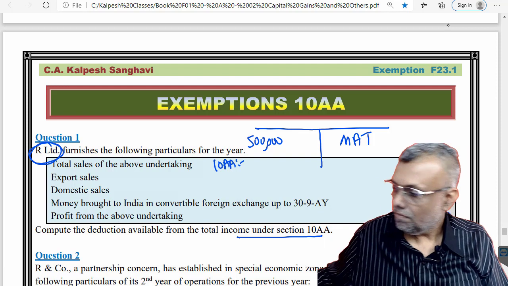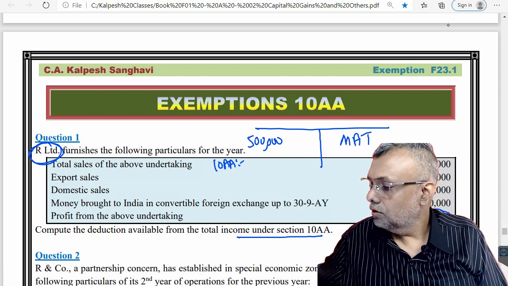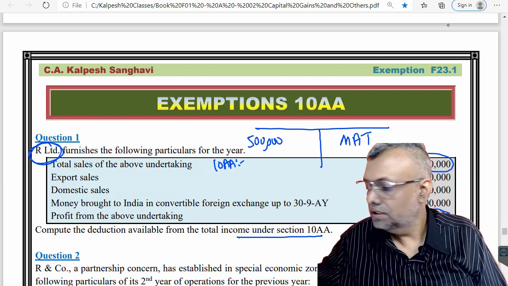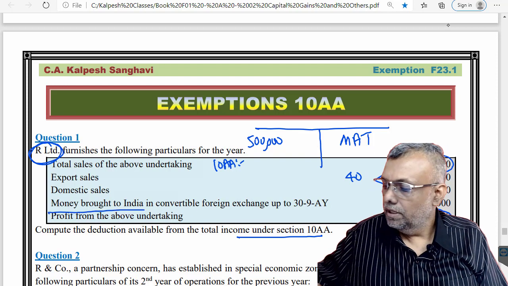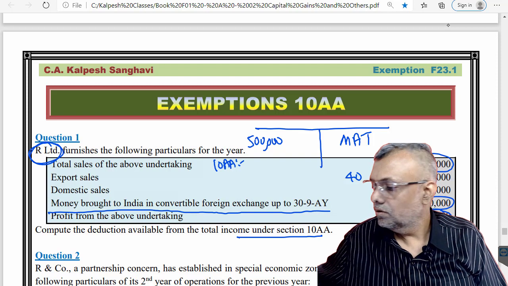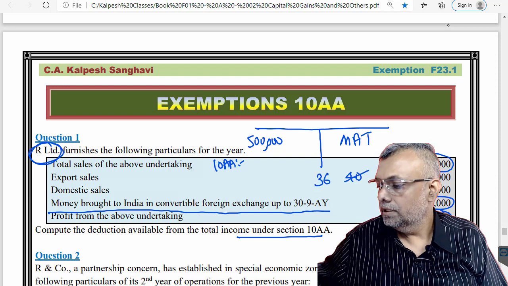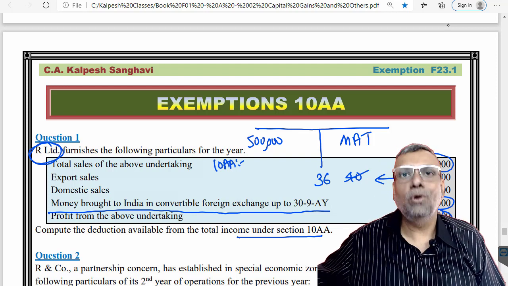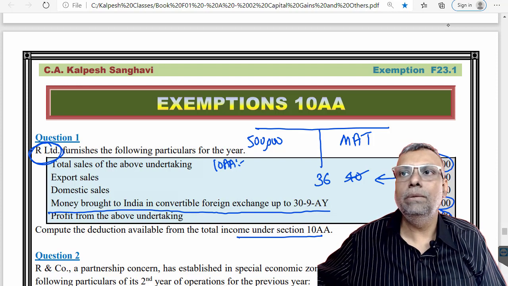Under 10AA, total sales is already given to me. I want export and domestic. This is my export figure, 40. But how much money have I brought into India within a period of 6 months is only 36. So my export turnover will not actually be 40, but only 36. Some questions will tell you that out of 40, 4 lakhs is not brought into India, so you can do 40 minus 4 also, depending upon how the question data has been presented.